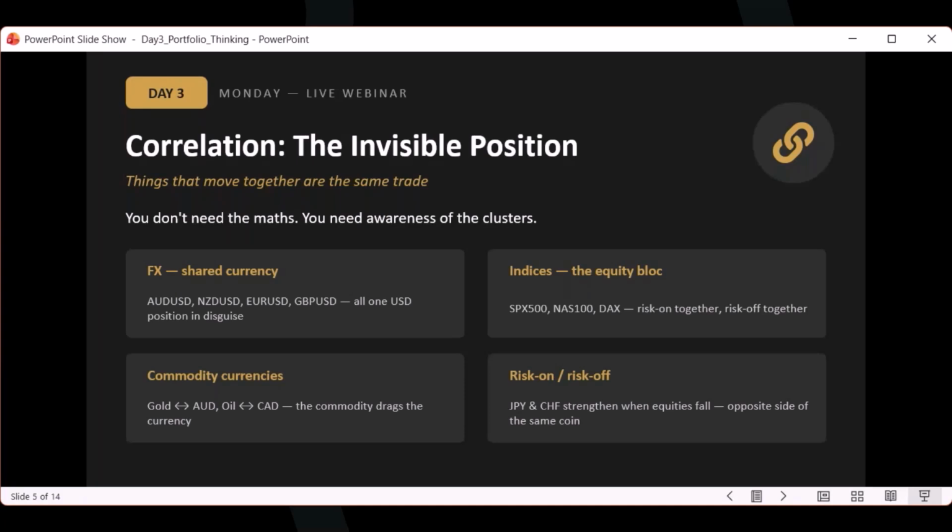What you don't need is a degree in math to work this out. You just need to have an awareness of the clusters. So what are the shared currencies? Aussie US, US yen, Kiwi US, Euro US, GB pound US are all one USD position. If the USD goes up and you're long, these will all be bad.